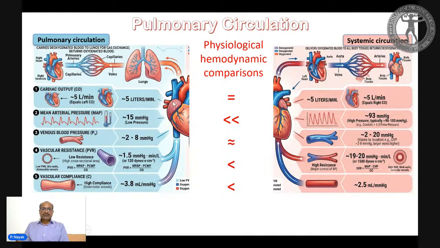So this is the major hemodynamic comparison between the systemic circulation and the pulmonary circulation. Cardiac output is equal, mean arterial pressure is less compared to systemic. Venous blood pressure is almost matching sometimes, comparable we can say. Vascular resistance is very low and it is a highly compliant system.